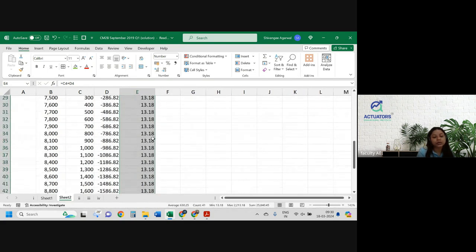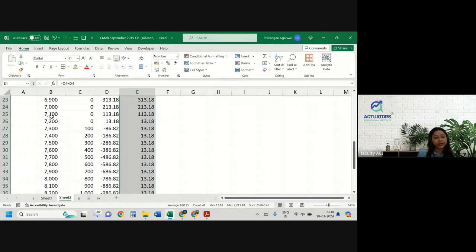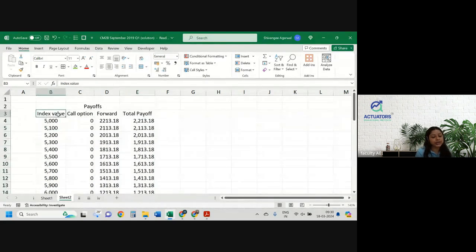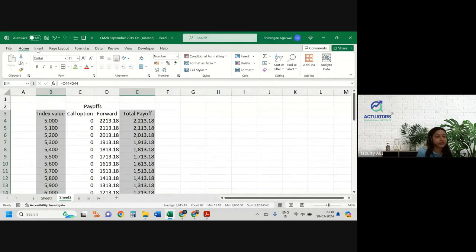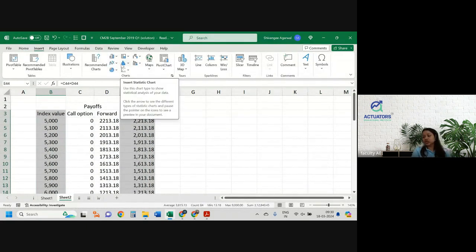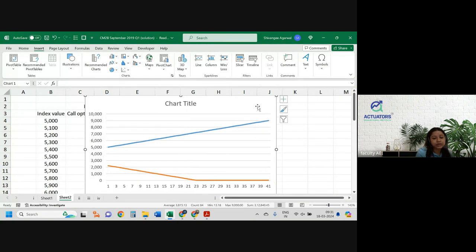Okay, dekh lo. So 13.13 becomes constant after 7200, dekh lo. Right? And now what I'll do is I will take this and this and I'll plot this, insert, and what kind of chart should we make? Yes, it should be a line chart, right? Column chart to bahut hi weird lagega. We obviously, payoff is always a line chart, so I can insert a line chart.